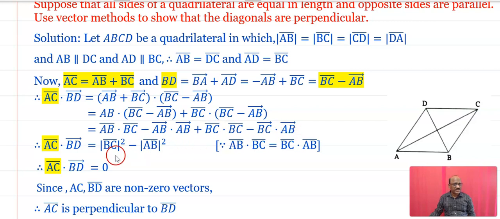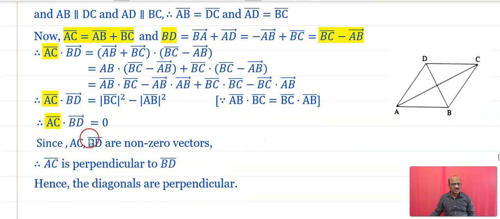And here you will get mod of BC bar square minus mod of AB bar square. And now all the sides are equal in magnitude, and therefore this equals 0. It means that the diagonals are perpendicular to each other. Since AC bar and BD bar are non-zero vectors, therefore AC bar is perpendicular to BD bar, and hence the diagonals are perpendicular.